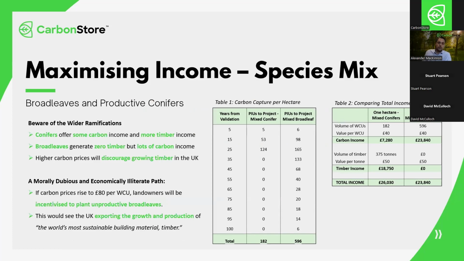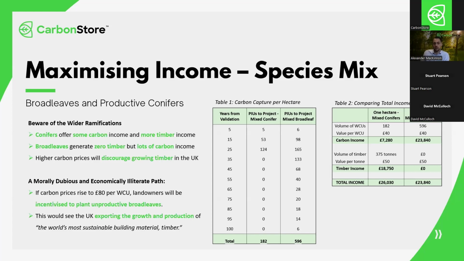So for woodland owners seeking to maximize the total income from their woodland from both timber and carbon, careful thought has to be given towards its design and species mix. For example, what balance should they strike between amenity broadleaves and productive conifers? As Table 1 on slide 7 shows, the carbon capture characteristics of these two types of woodland are very different.